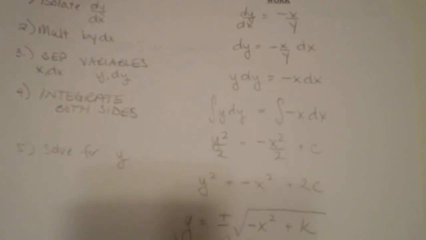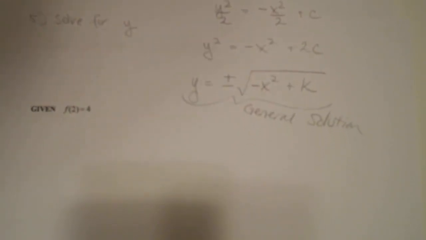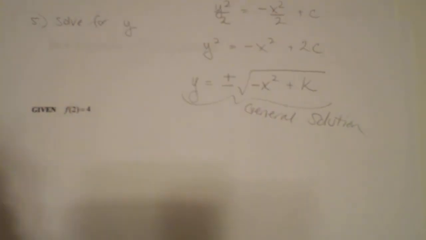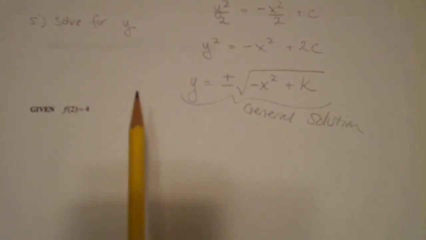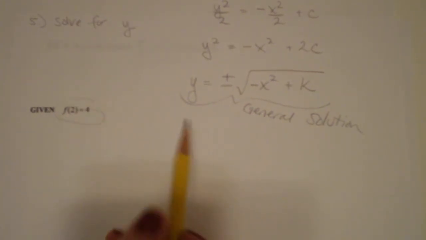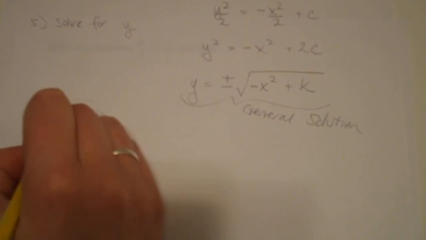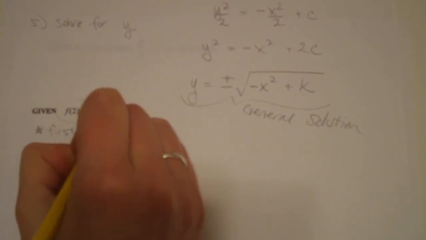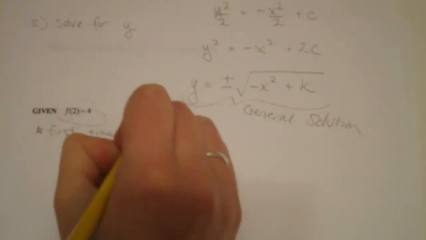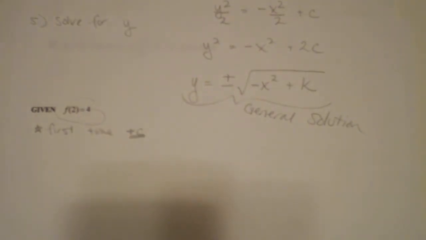Okay, so that's my general solution. However, as you notice, I have a piece of given information. So what I need to do is use my piece of given information to go find C. I want to take my given information and use it back at the first time I have a plus C. So that's what I want to pull.